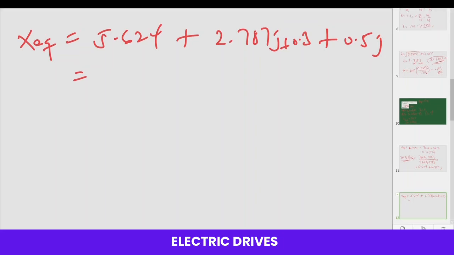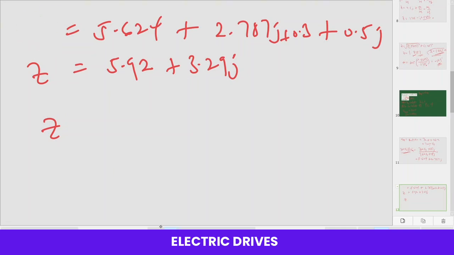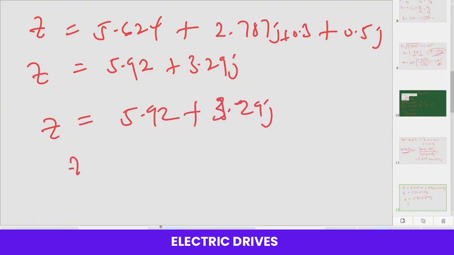5.92 plus 3.29j. Yeah. So that's that. Now this is your total impedance. So the total impedance, it's not SEQ again. Total impedance is 5.92 plus 3.29j.